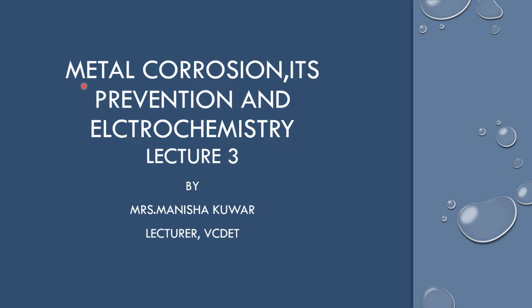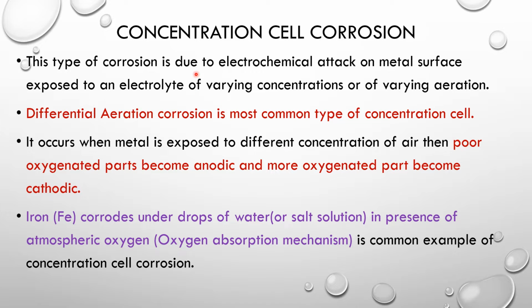Hello students, this is the third lecture on Unit 5, Metal Corrosion, its Prevention and Electrochemistry. In this lecture, we are going to talk about concentration cells and the oxygen absorption mechanism. Let us know about concentration cell corrosion.